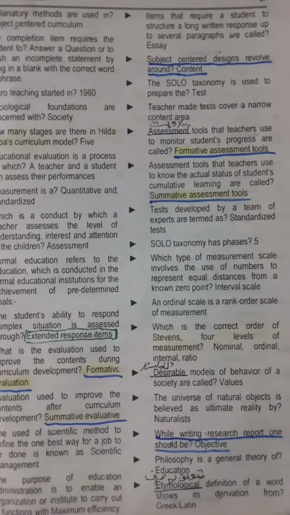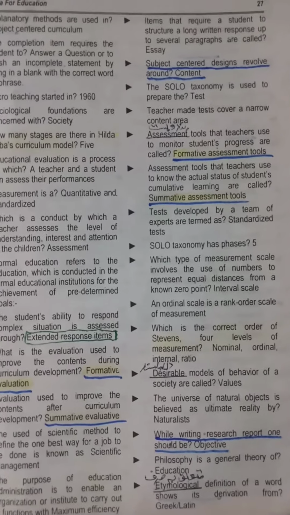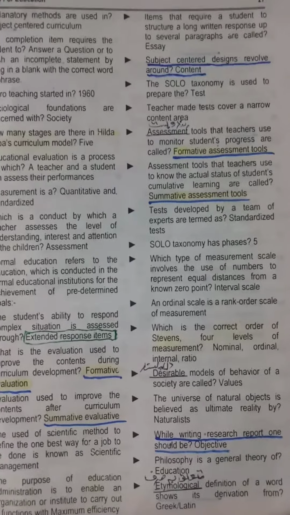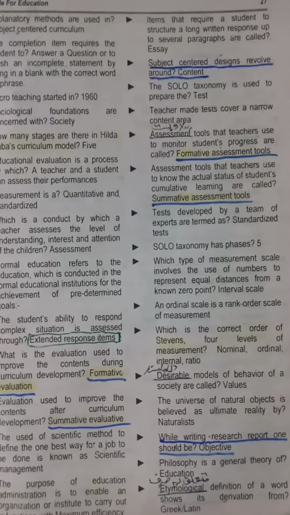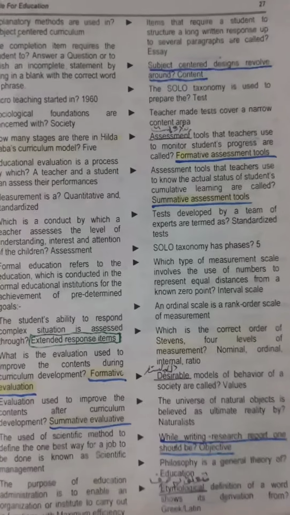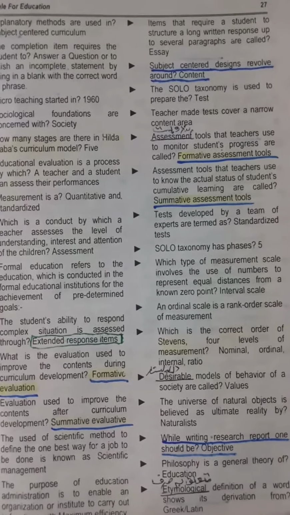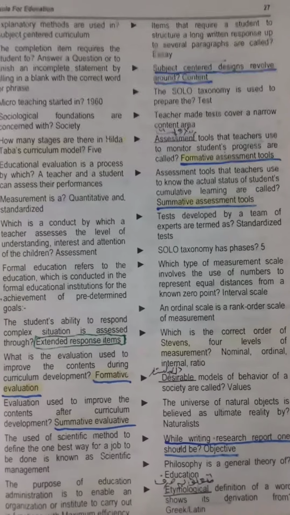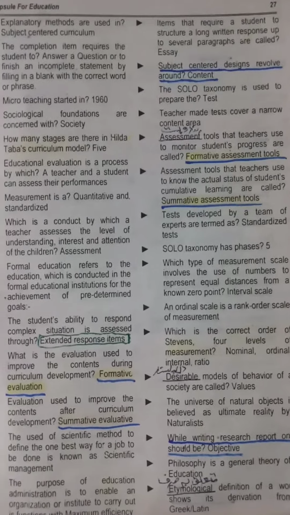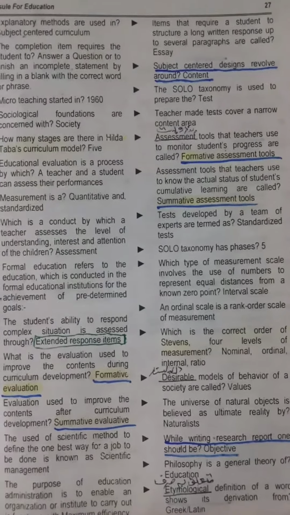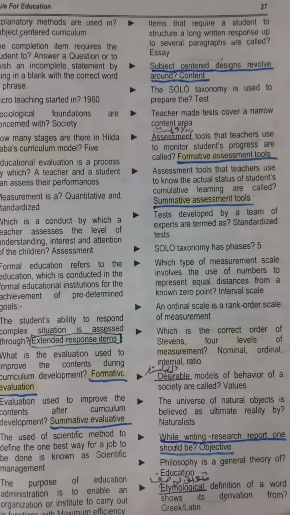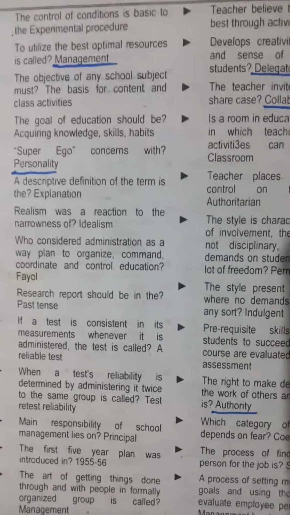Desirable models of behavior of a society are called values. The universe of natural objects is believed as ultimate reality by naturalists. While writing a research report, one should be objective. Philosophy is a general theory of education. Etymological definition of a word shows its derivation from Greek or Latin. The control of condition is basic to the experimental procedure.